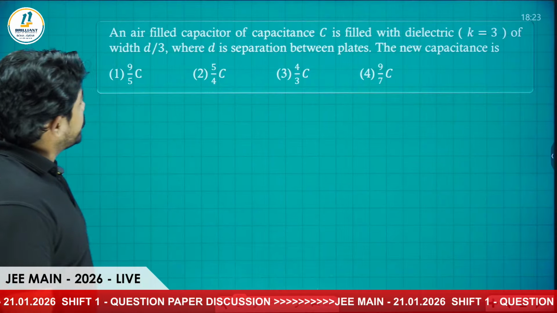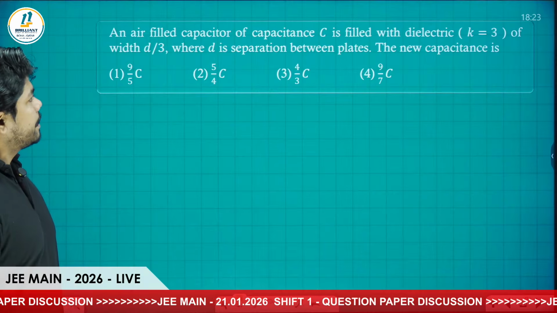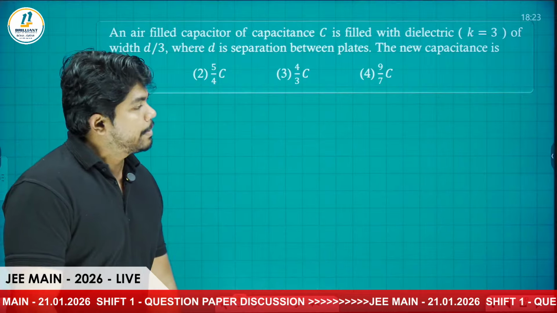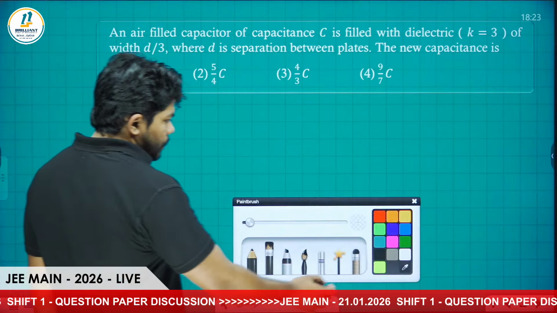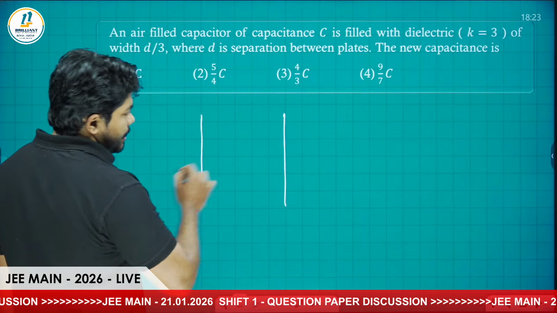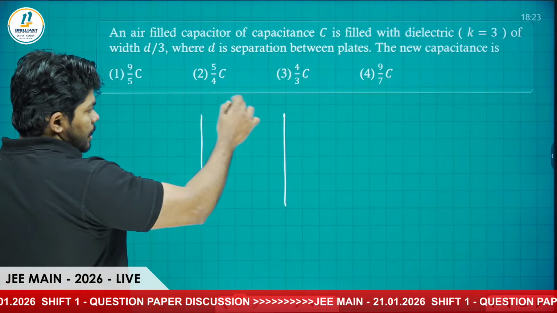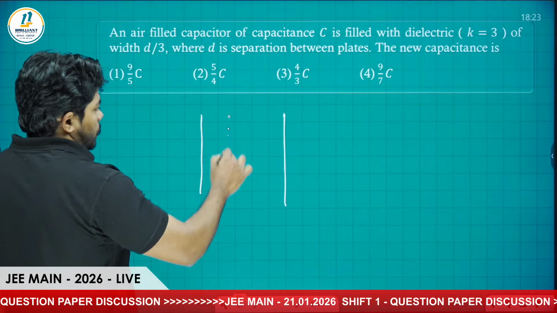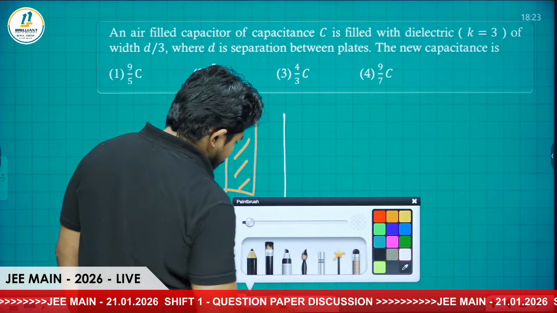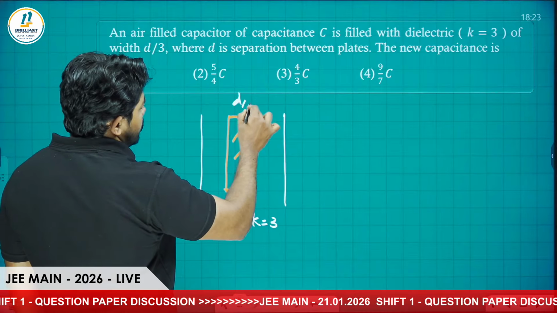Moving on to the next one: an air filled capacitor of capacitance C is filled with dielectric K equal to 3 of width d by 3, where d is the separation between the plates. Find the new capacitance. It's a typical question. We know how to find the capacitance of a parallel plate capacitor. Here there is some dielectric, but it is not entirely filling the capacitor. We are taking a small segment of dielectric with dielectric constant K given as 3 and width given as d by 3.